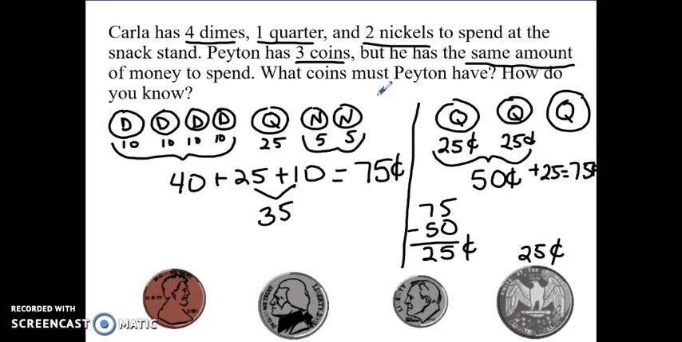So that means I need to use 1 more quarter to make 75 cents. So, Peyton has 3 quarters. So I'm going to write here, he has 3 quarters. And I know that because 3 quarters equal 75 cents. And that's what Carla has. So I need to write that as well. So 3 quarters because Carla has 75 cents.